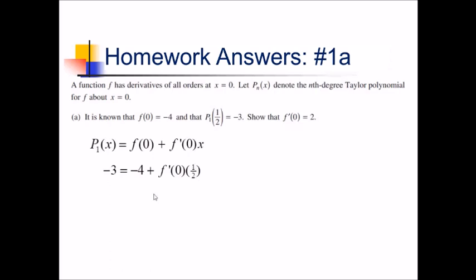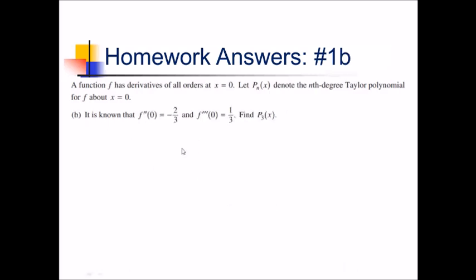At this point, we just have to solve for f prime of 0 and hope it actually comes out to 2. So we can start by adding 4 to both sides. That's going to be 1 equals f prime of 0 times 1/2. And then multiply both sides by 2 or divide by 1/2, either way, we get f prime of 0 equals 2, which is exactly what we were trying to show.